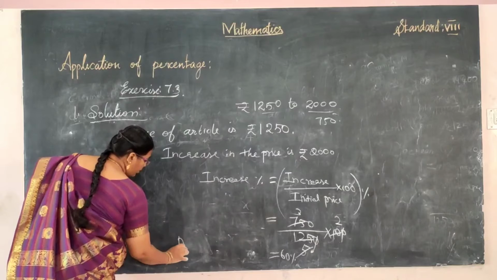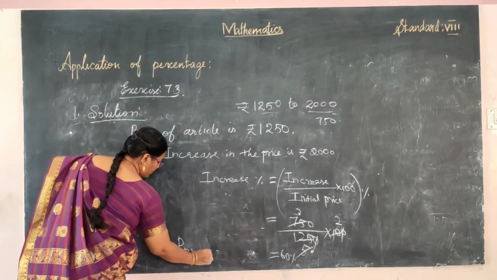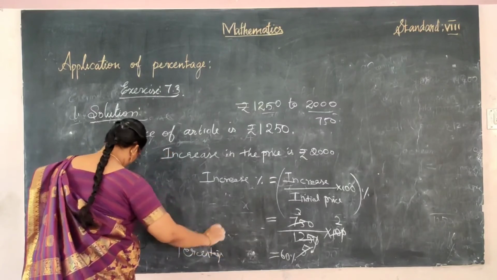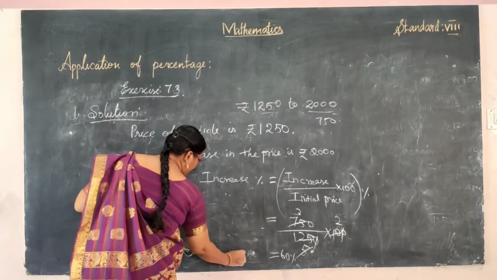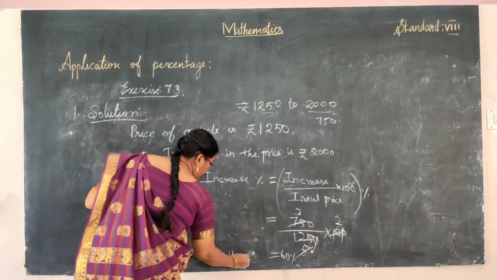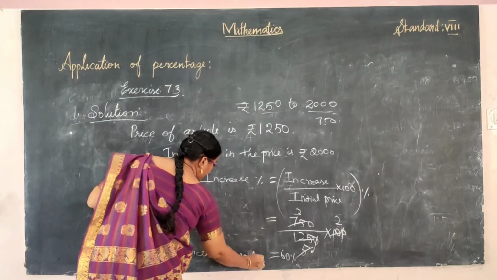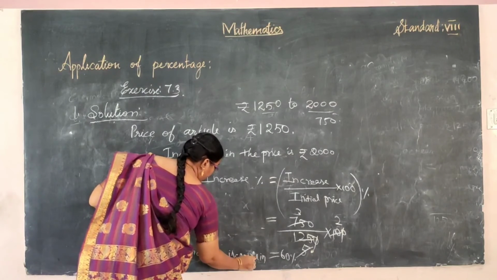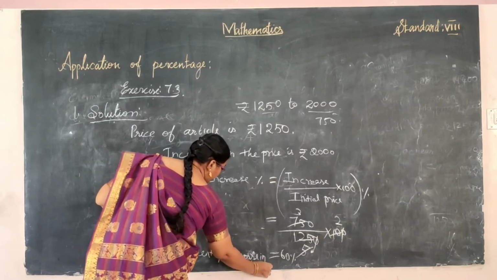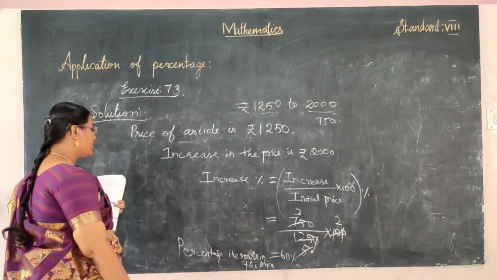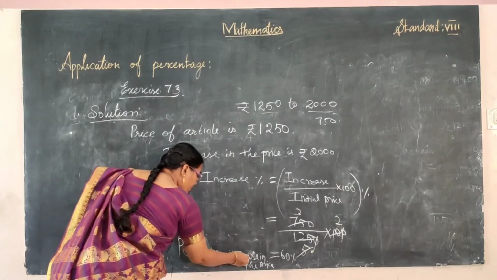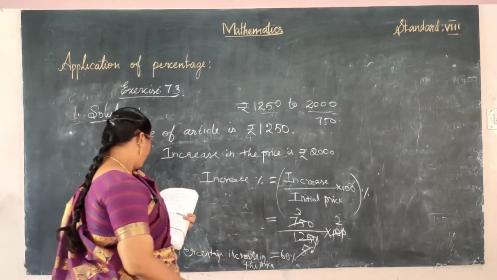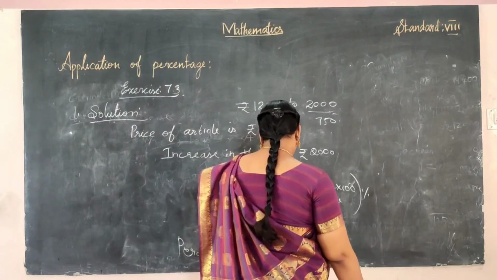So the increased percentage in the price is equal to 60 percentage. Percentage increase in the price is equal to 60 percentage.